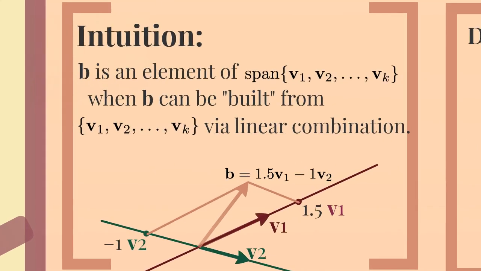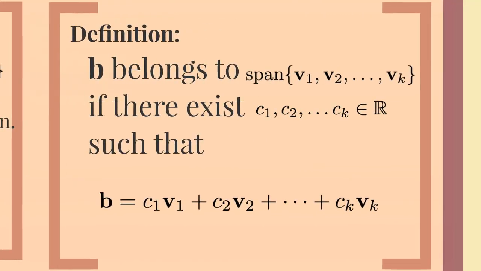The intuition being that b belongs to the span exactly if we can make b from some linear combination of my vectors v1 up through vk. Right? That b is something that I can build out of the v's exactly when b belongs to the span. And the formal definition was that b belongs to the span exactly if there exist these weights, c1 up through ck, real numbers, such that those weights determine a linear combination of the v's that adds up to the vector b. So belonging to the span means being a linear combination of those v's.